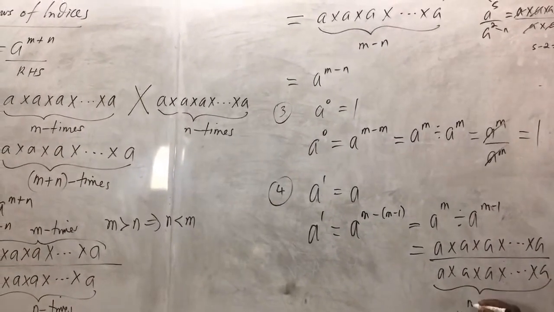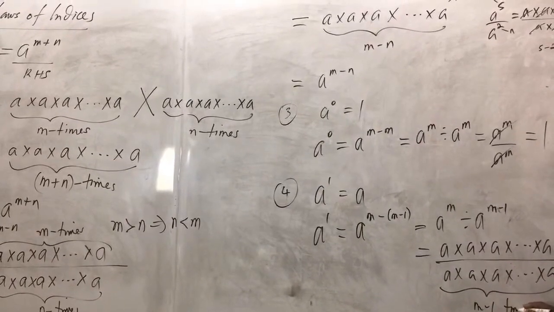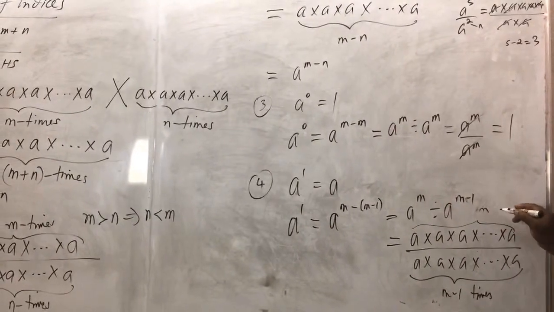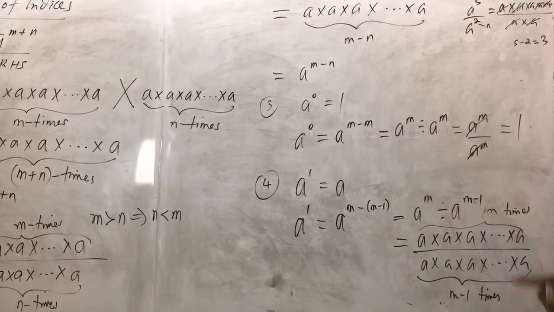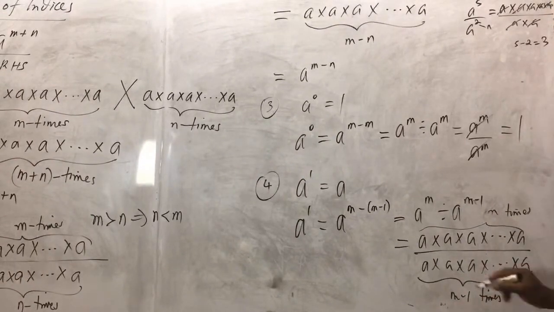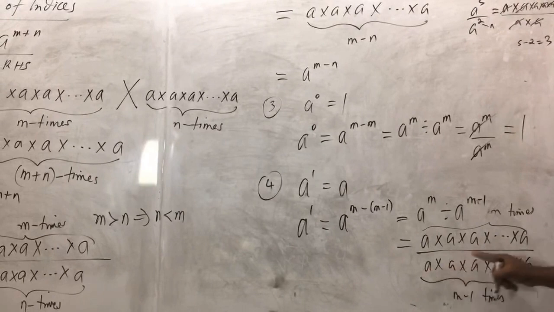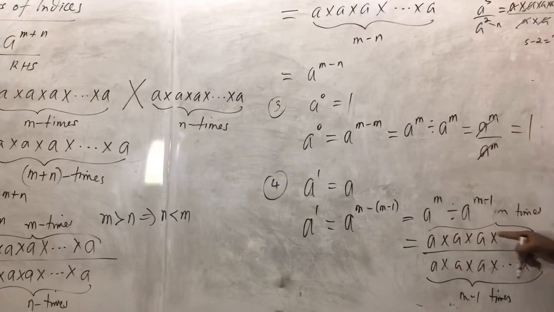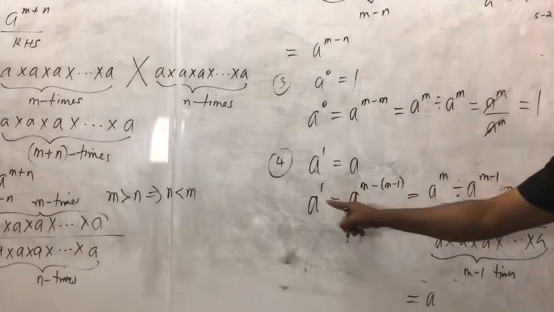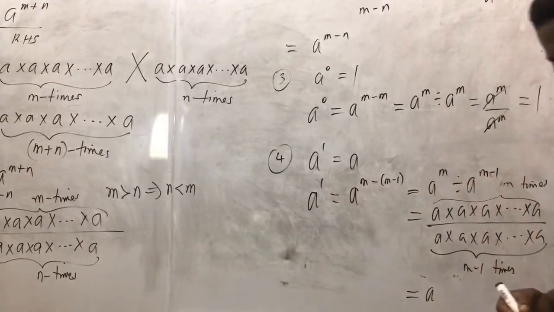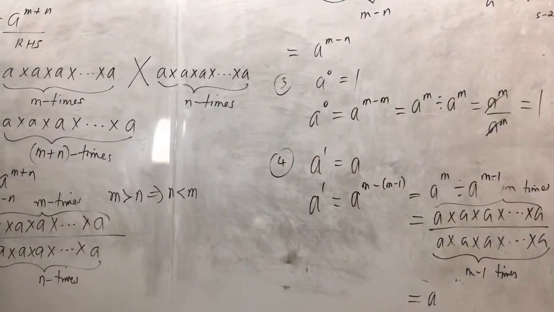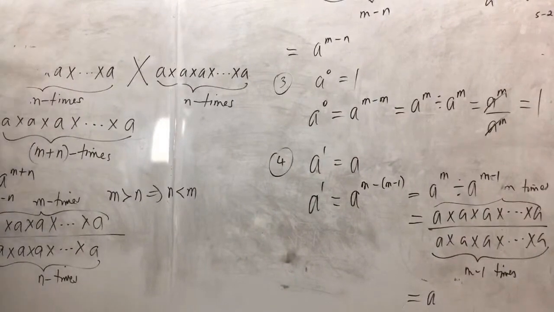so if you have m minus 1 a's in the denominator and m a's in the numerator, notice that because m is greater than m minus 1 by 1, the m minus 1 a's will cancel out all the m minus 1 a's in the numerator and you'll be left with just 1 a. So a raised to the power 1 is a. Now, that brings me to law number 5. How do we prove law number 5?